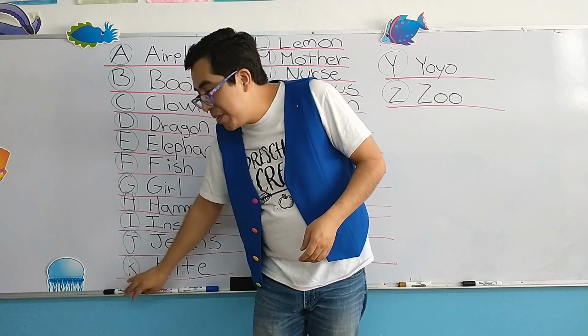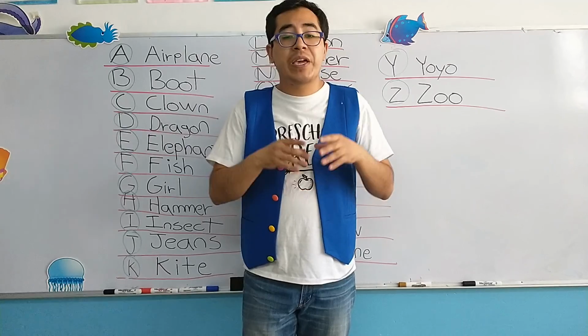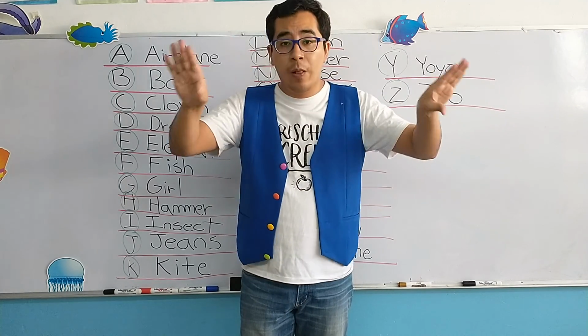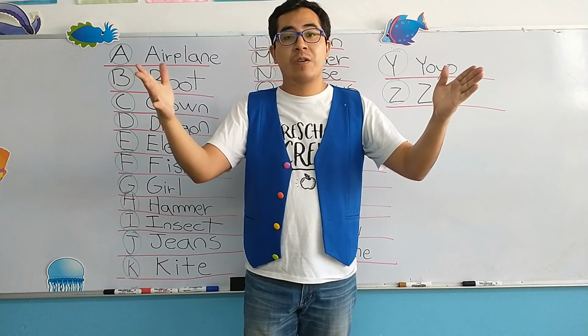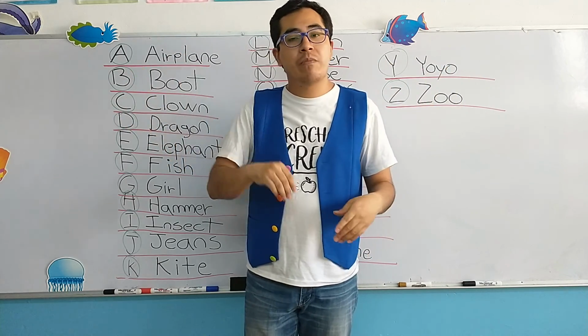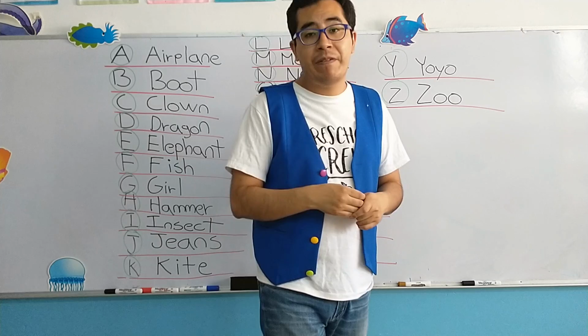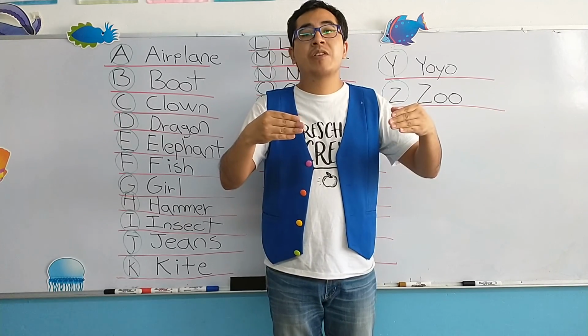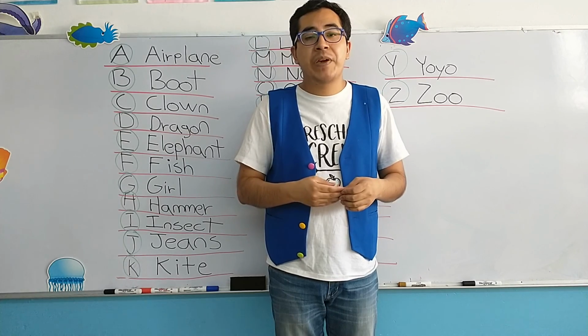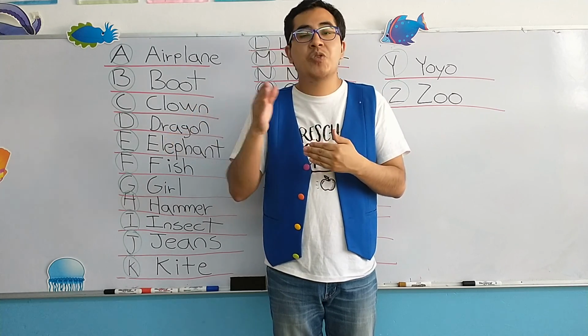Excellent. So, these are some of the words that we can associate with the whole alphabet. Remember, we have more than just one, okay? But these are some of the most common examples for the alphabet. Now, it's very important that in your free time, you review the alphabet letter by letter so you never forget it.